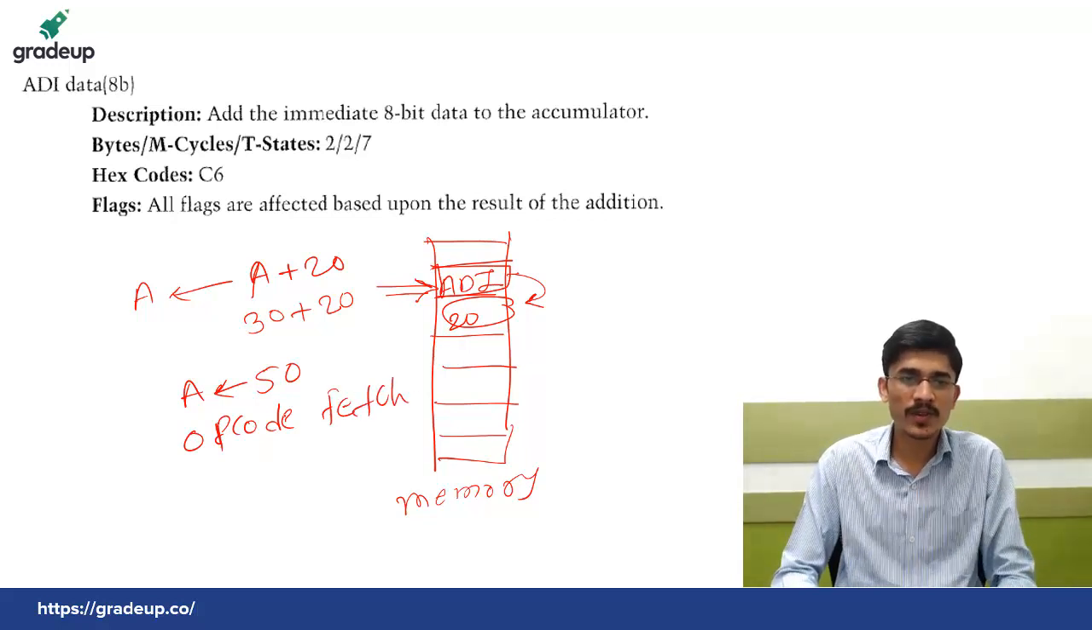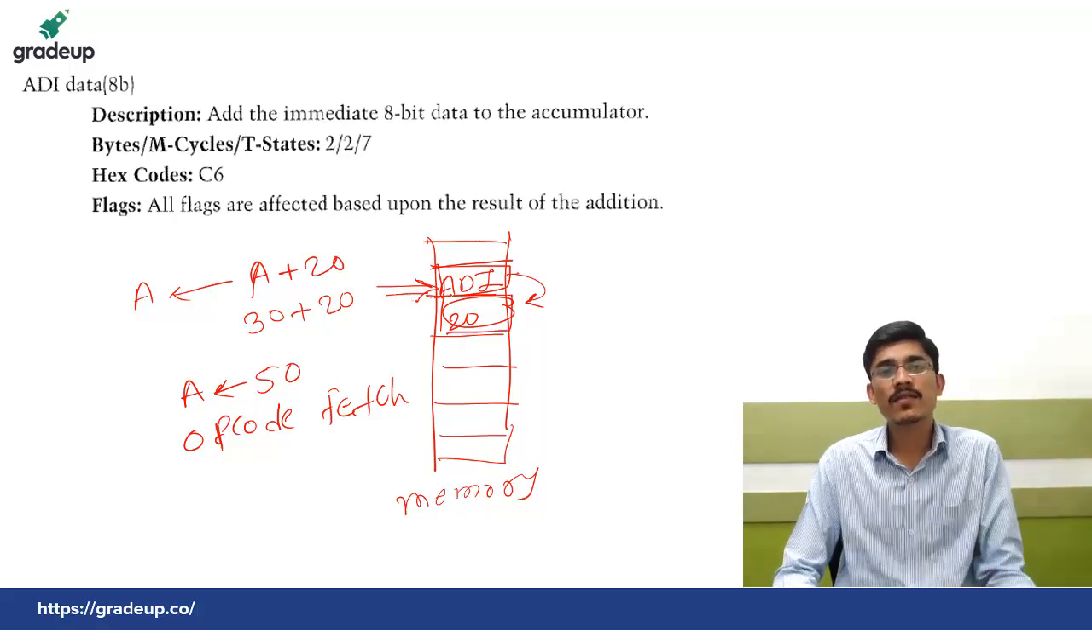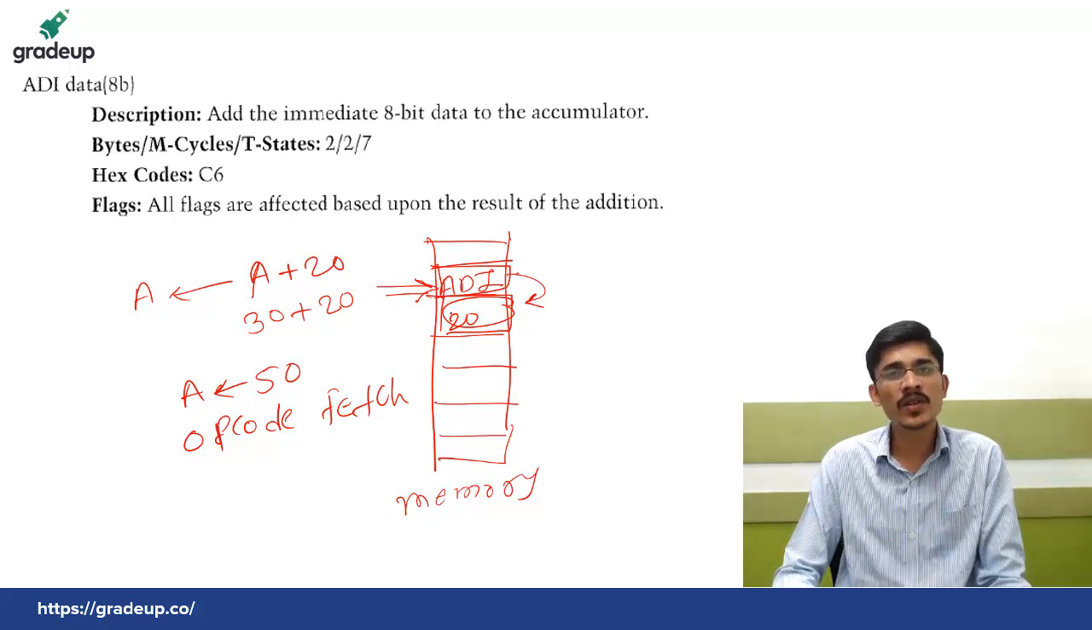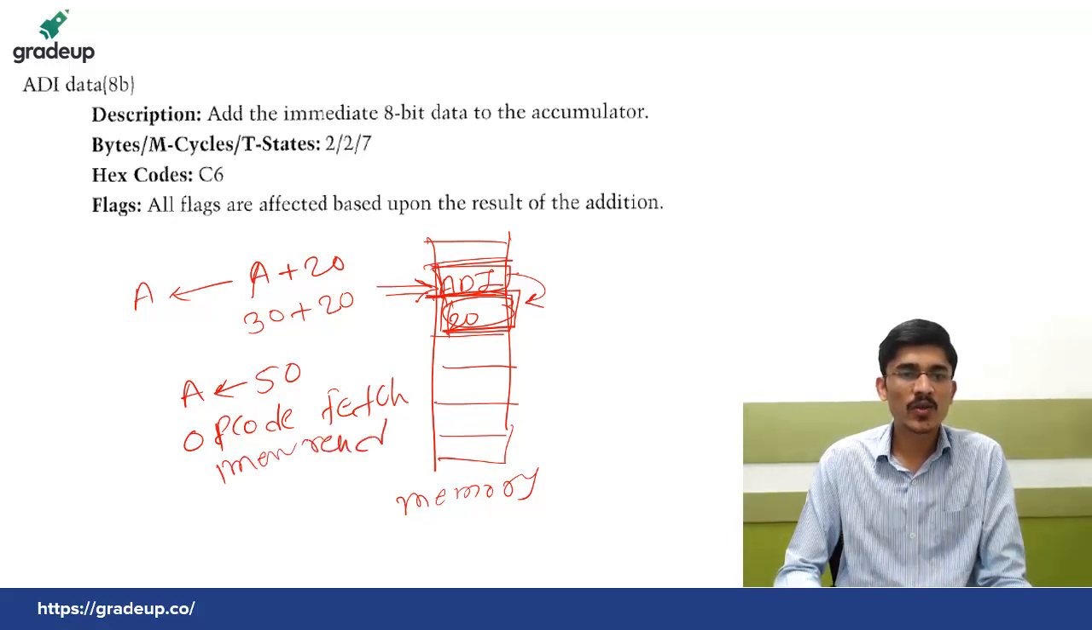Opcode fetch will be the first machine cycle, and it also has to read the contents back from the memory. Whenever you are reading from the memory or writing to the memory, you will require the corresponding machine cycle, memory read or memory write. So be alert that here it is opcode fetch, but here it is memory read. So 2 machine cycles will be required.